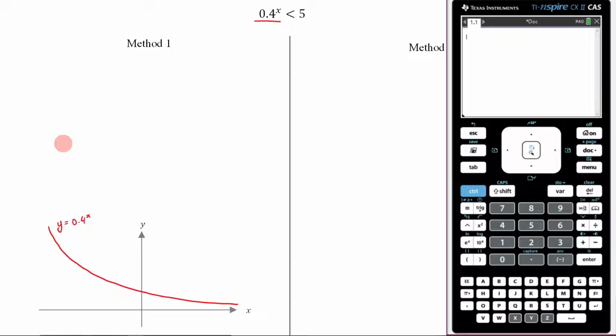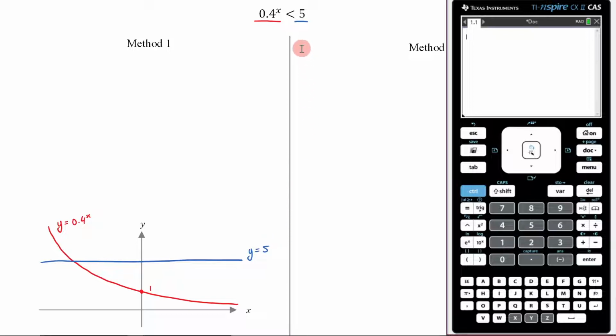Okay, what else can we say here? Well, we know that this point here is going to be 1, because if I let x be equal to 0, any number raised to the power of 0 is going to be 1. Then we're going to put in our other graph, which is 5. So that's going to be here. This is going to be y is equal to 5.